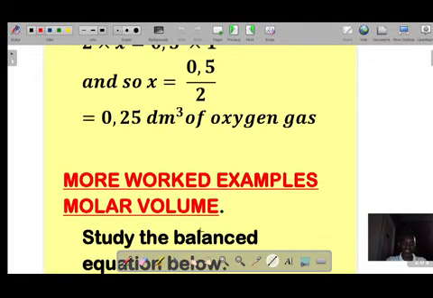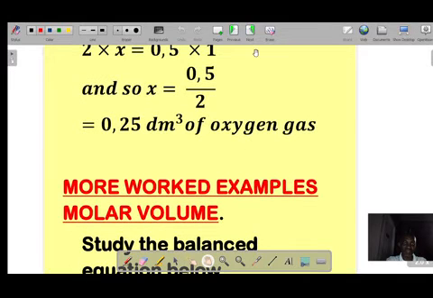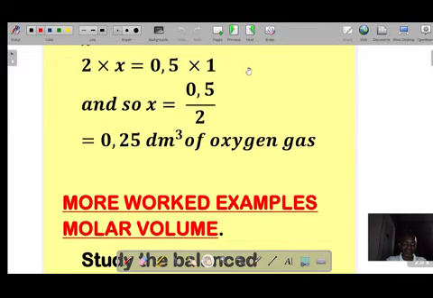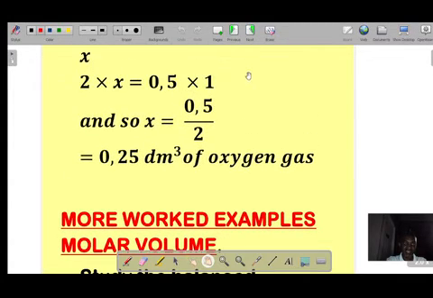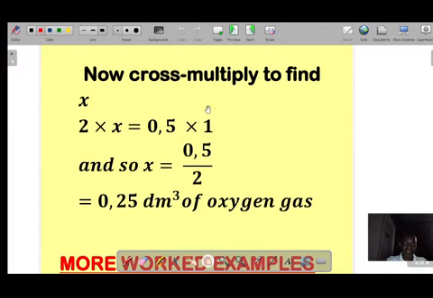Now when I check what I have here, to get my volume for oxygen, after cross multiplying here, I simply divide by 2 on both sides, which gives me 0.25 decimeters cubed of oxygen gas. Okay, I hope we are together. Don't forget what we did.